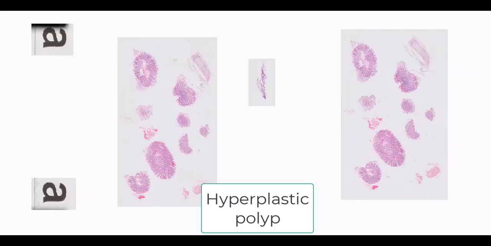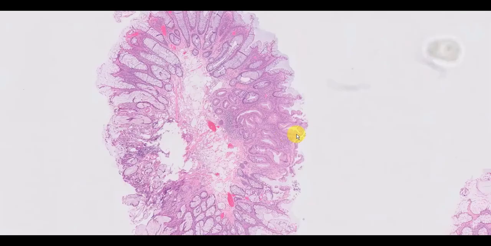So this is the most common polyp in the colon, a hyperplastic polyp. And even the humble hyperplastic polyp can occasionally pose a question. So let's go over the classic histologic features of a hyperplastic polyp and then address the specific question that is being posed by this polyp. So let's start here. This is a very typical hyperplastic polyp.